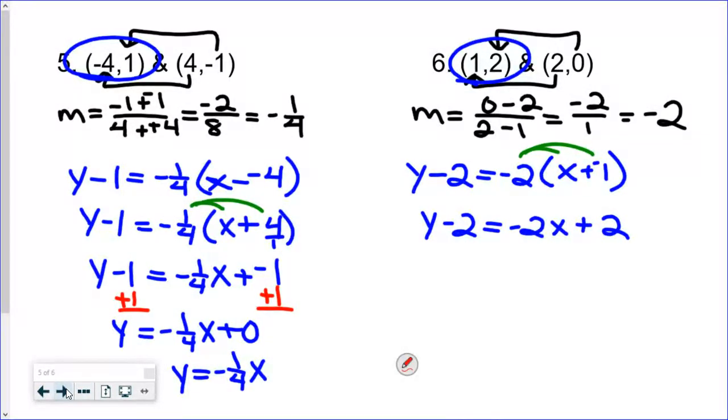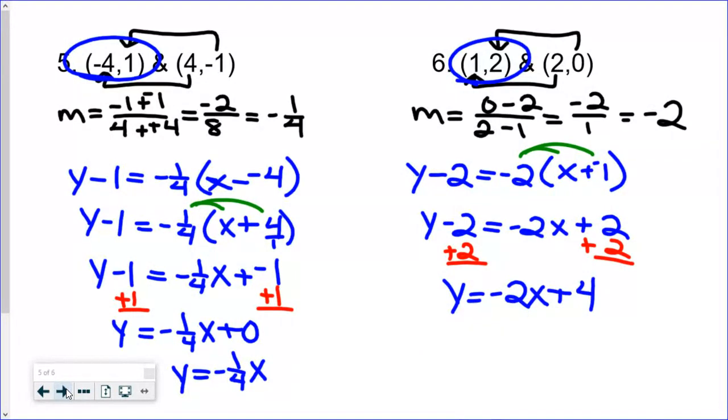Okay, and my last step is usually to add or subtract. It depends what's attached to the y, if it's a plus or a minus. And we get y equals negative 2x plus 4, and that's my slope intercept form.